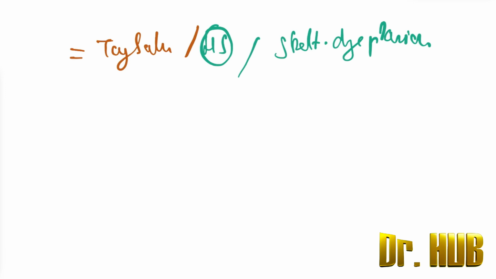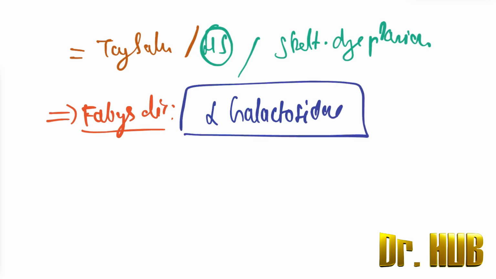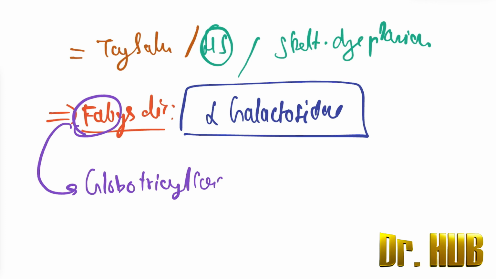Next, we move on to Fabry's disease. In Fabry's disease, there is an enzyme defect. The enzyme defect here is alpha galactosidase, and the lipid accumulating in Fabry's disease is globotriaosylceramide. So this is going to be the lipid accumulating.